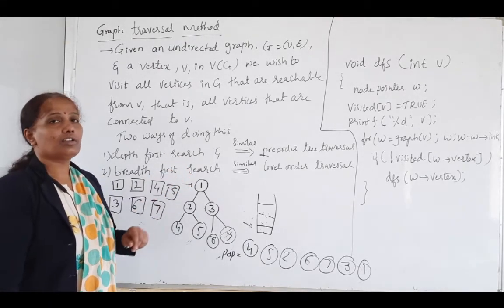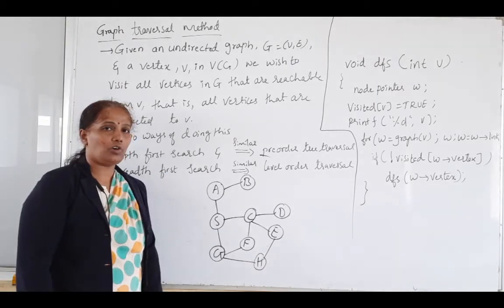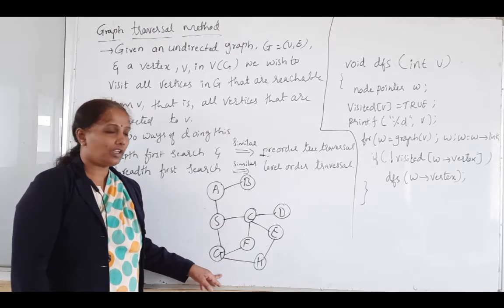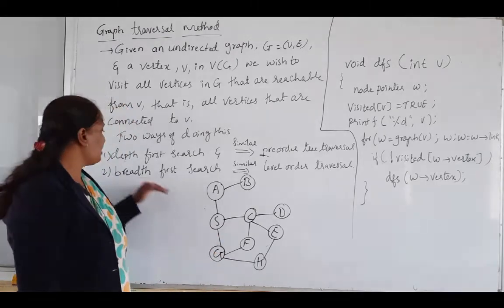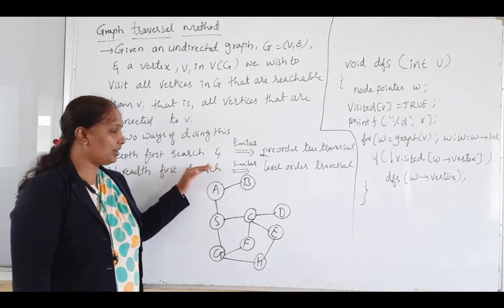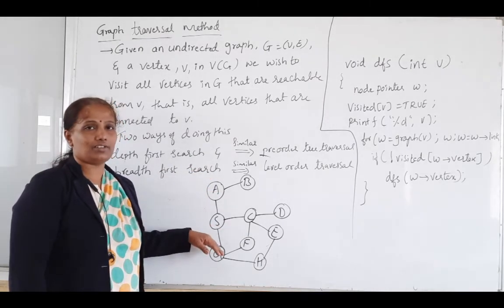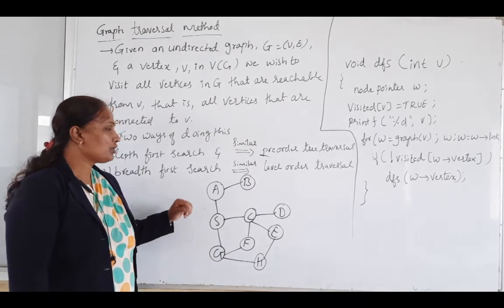We will see another example for this depth first search. Assume that this is a given graph. I am going to apply the depth first search method on this to traverse the graph, or to visit all the vertices of the graph here. Okay, so what is the first step?